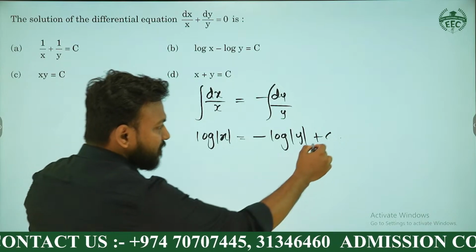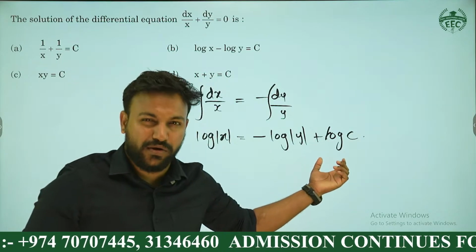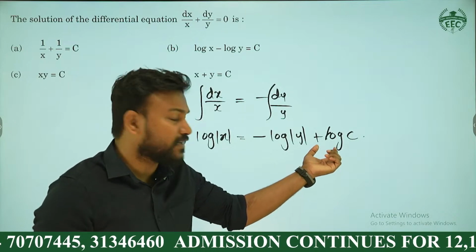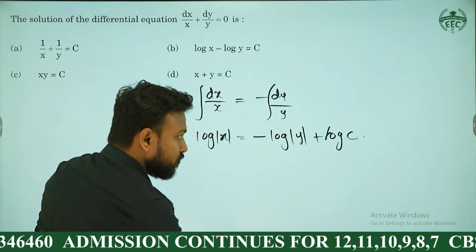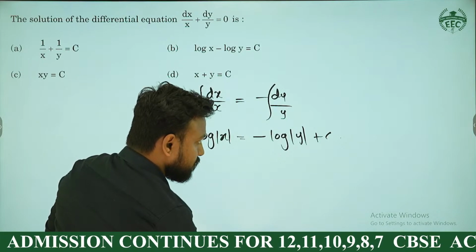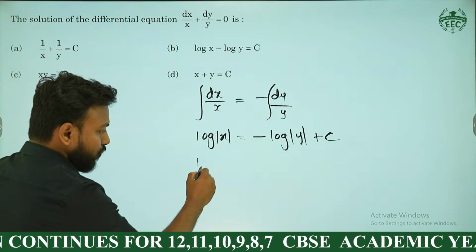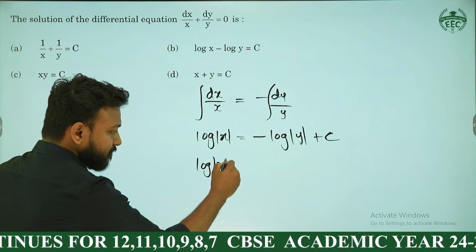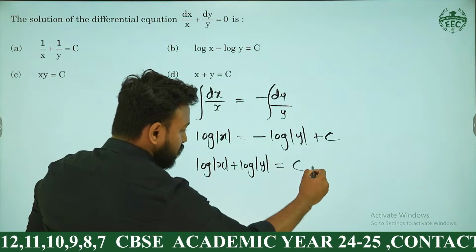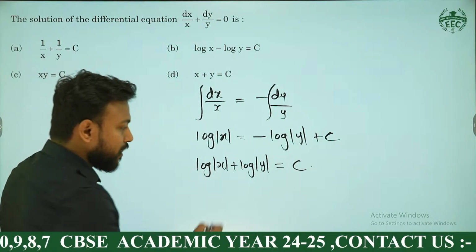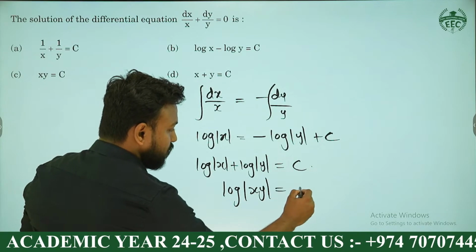I can write this c as log c also because it is a constant. Otherwise we can do it like this also. I'm going to show you. Log mod x plus log mod y is equal to c. What is log x plus log y? That is log x into y. Log x into y is equal to c.